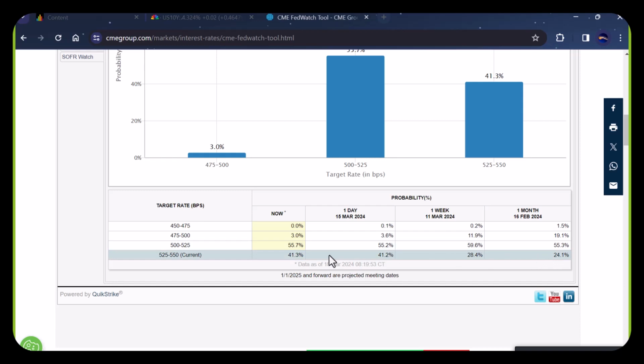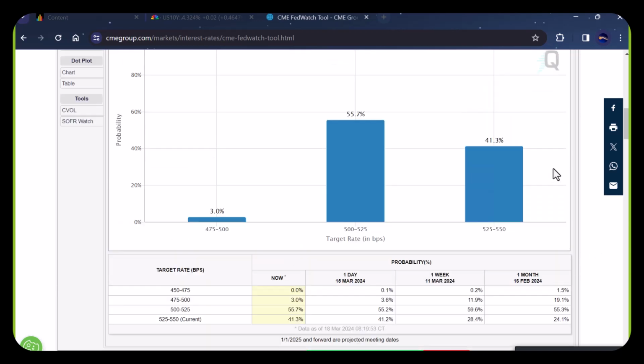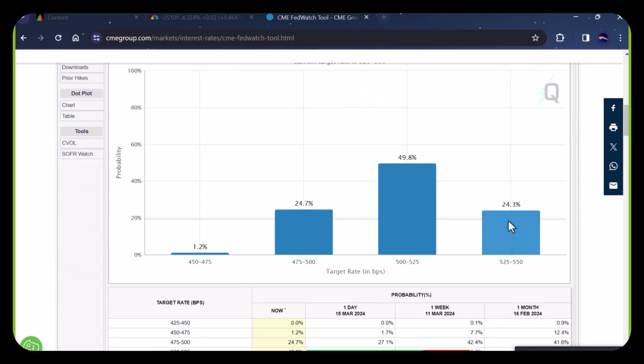But the chances that it's going to be the same is now 41% compared to 24% a month ago. In fact, a month ago, the market was attaching even a 19% chance that there would have been 2 rate cuts between the March, May, and June meetings. Now it's pretty much possibly 1. Let's look at July. Yeah, much higher.